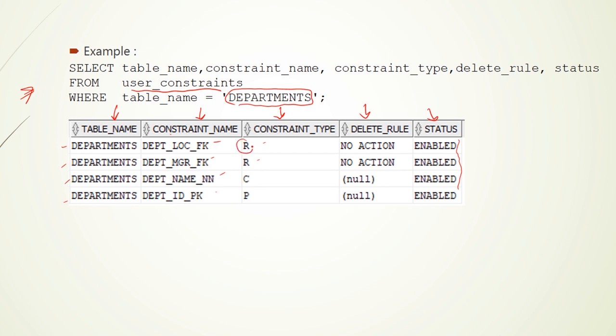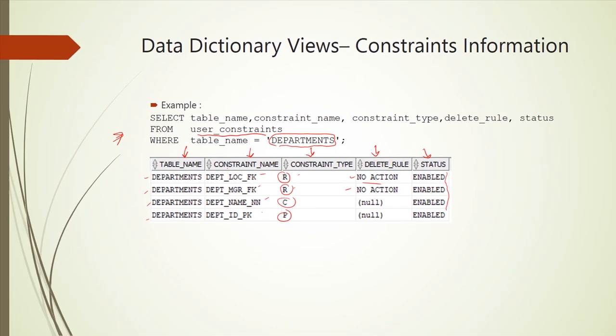Constraint type R means this is a foreign key. This is a check constraint. This is a primary key. The delete rule is applicable only for foreign keys: on delete set null, on delete cascade, or no action. If you remember foreign keys, you can create a foreign key on delete cascade or on delete set null. If you don't specify on delete cascade or on delete set null, the delete rule is no action. And the status here for all constraints is enabled.